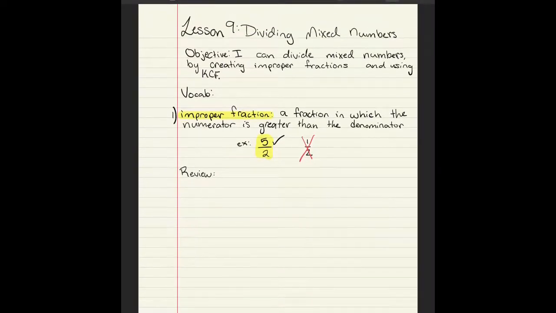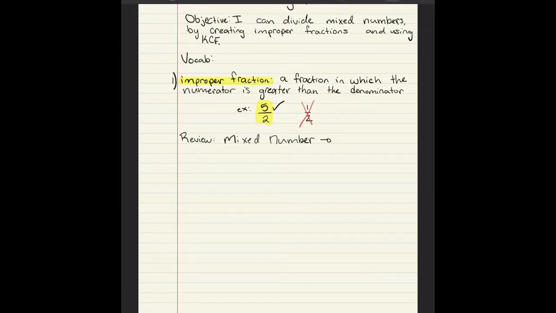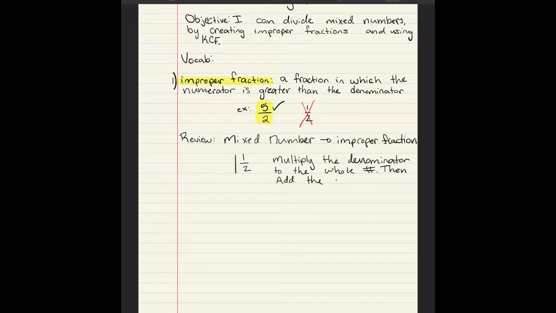And just a little review, when you turn a mixed number, like 1 1/2, into an improper fraction, you multiply the denominator to the whole number, then add the numerator. And that goes over the same denominator.